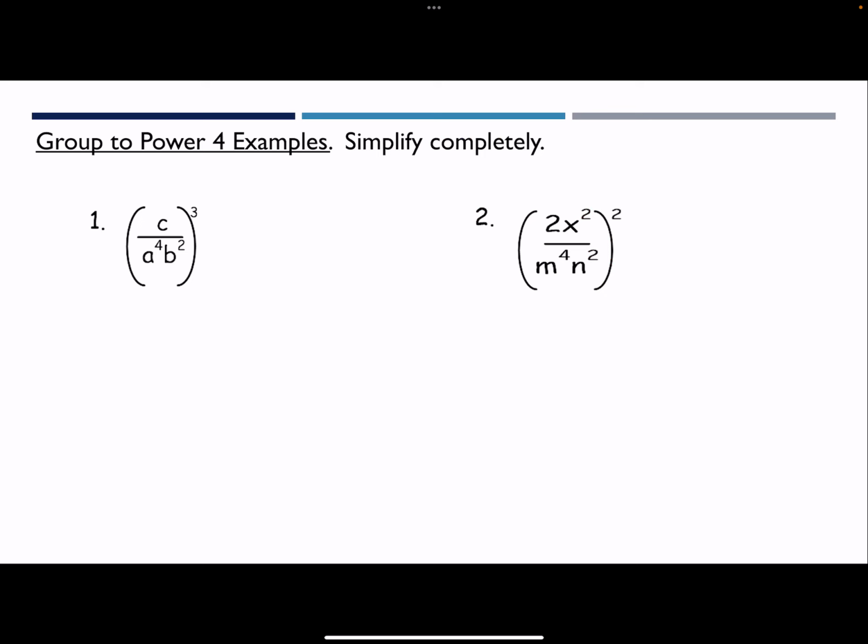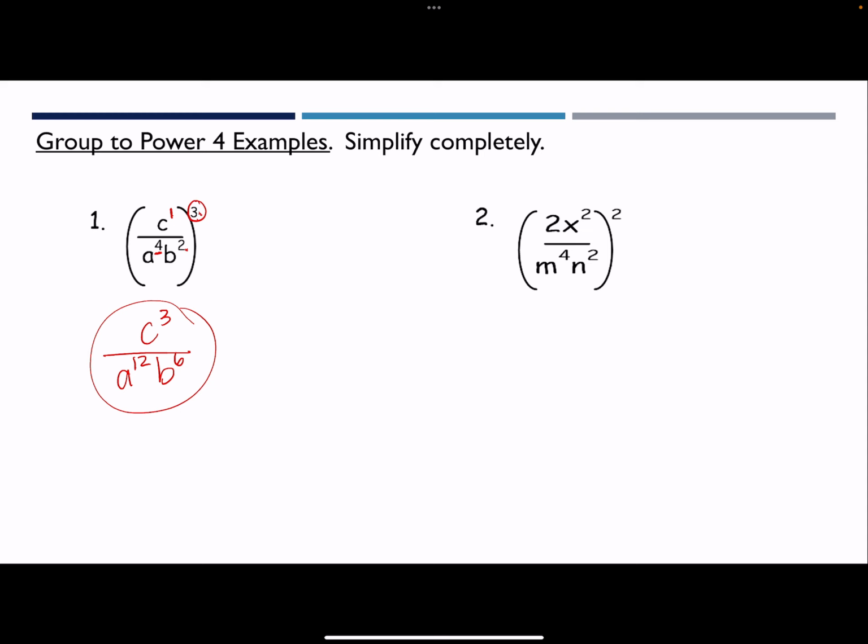How about these? Now I have some fractions. Oh my goodness. But it's all the same thing. We just raise everything to the power on the outside of the parentheses. So in the parentheses, on the top of the fraction, we have a c, or in other words, c to the first. So we're going to multiply 1 times 3 and get c to the third. We're going to keep that fraction bar, and we're going to just keep multiplying our exponents. 4 times 3 is a to the 12. And then this b is to the second power. We're going to raise that to the third power, multiply, so b to the 6th. That's it.